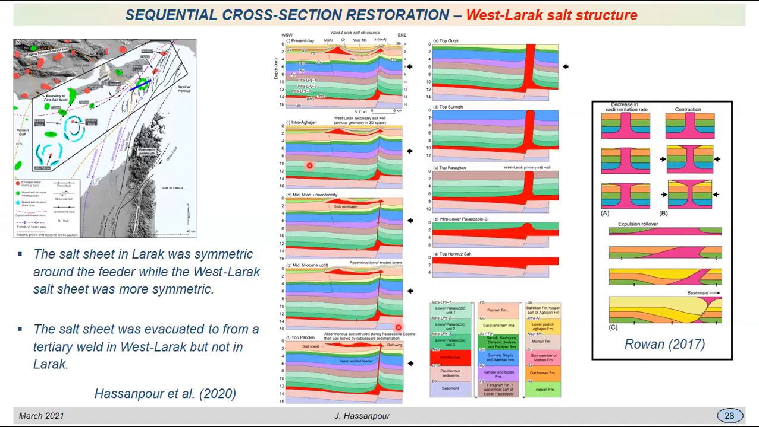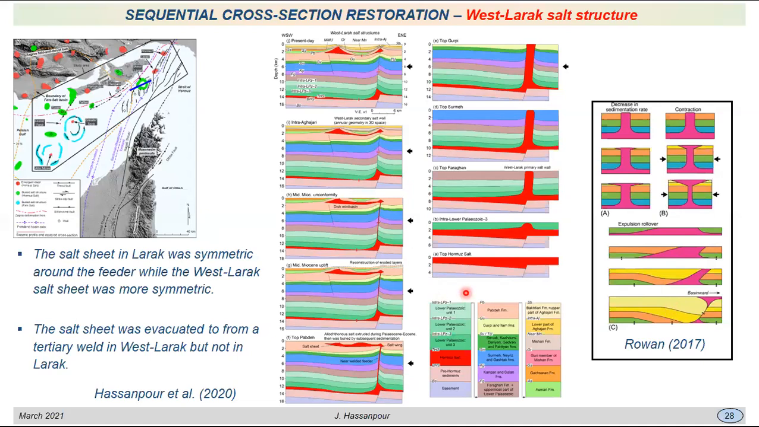So as to the mechanism triggering or driving the development of allochthonous salt, we have this paper by Mark Rowan in 2017 on the allochthonous salt. So he has defined three mechanisms responsible for development of allochthonous salt, including a decrease in sedimentation rate as compared to the salt rise rate. Or there should be a contractional squeezing of the diapir, which is a quite well-known mechanism. The third one is the development of expulsion rollover structures in the hanging wall side of the leaning diapir.